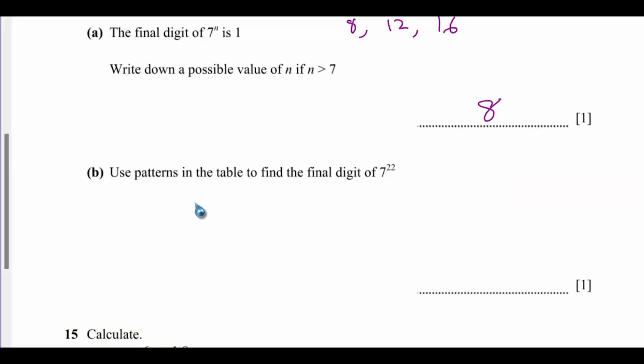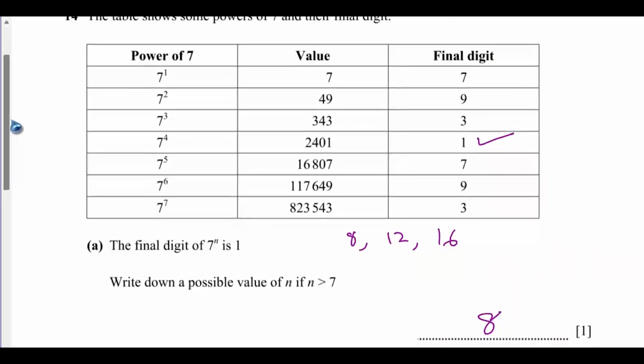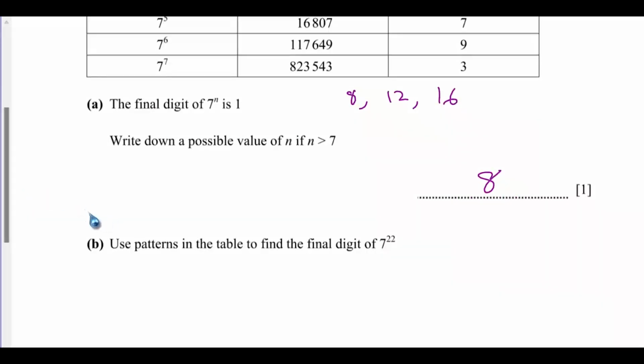Use patterns in the table to find the final digit of 7 to the power of 22. Okay, you know that 22 is one of the multiples of 2. So let's see. 7 to the power of 2 gives 9. Since 7 to the power of 2 gives the last digit to be 9, all the multiples of 2 should follow the same pattern. That means we're going to have 7 to the power of 2 times 1, 2 times 2 is 4, 6, 8, 10, and so on. So 22 is also a multiple of 2.